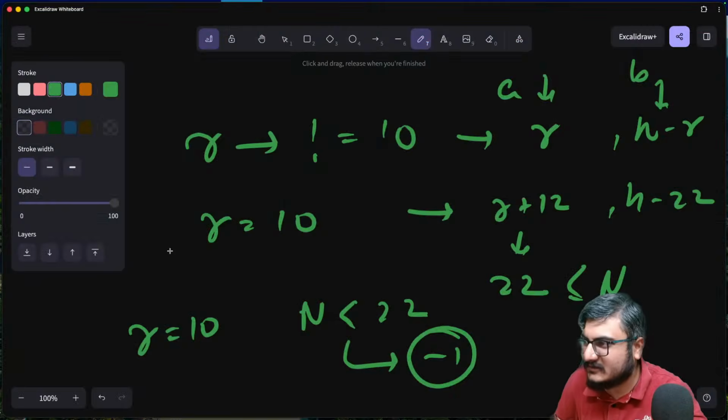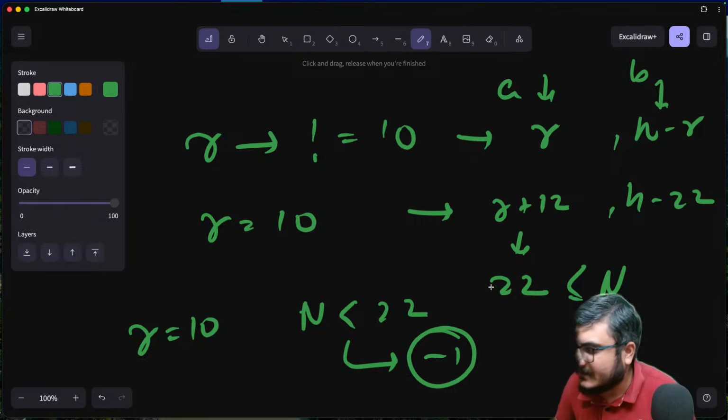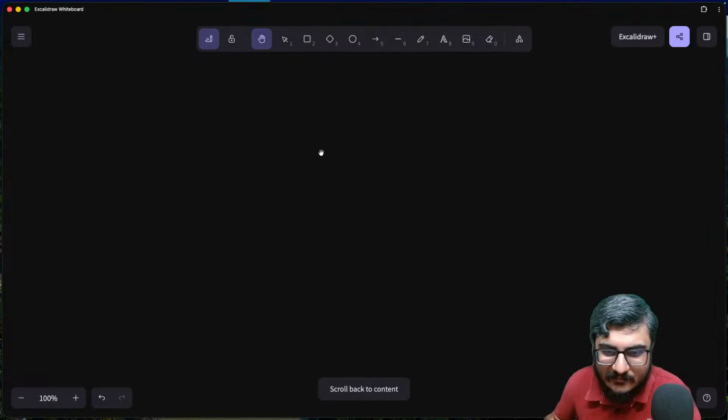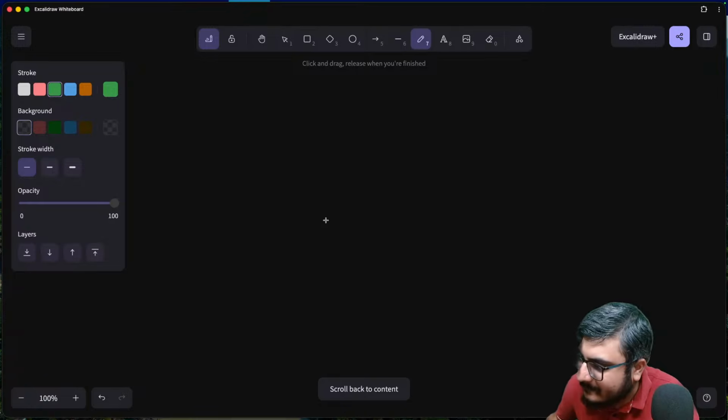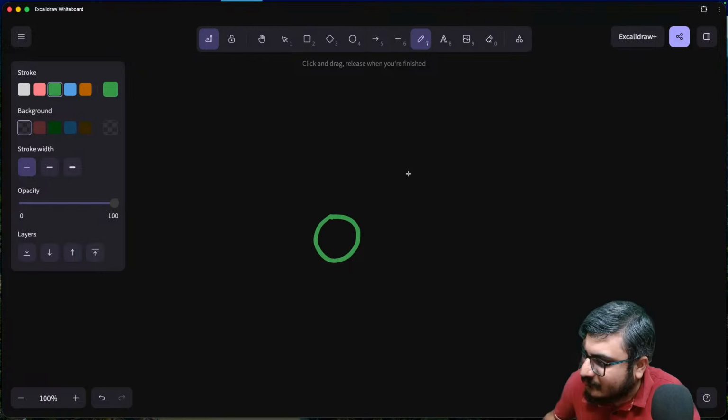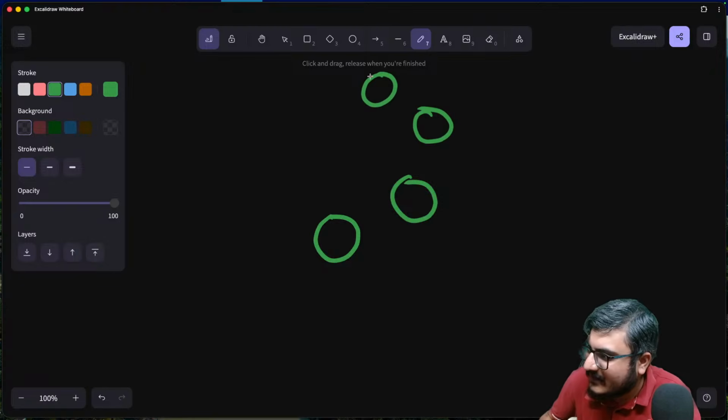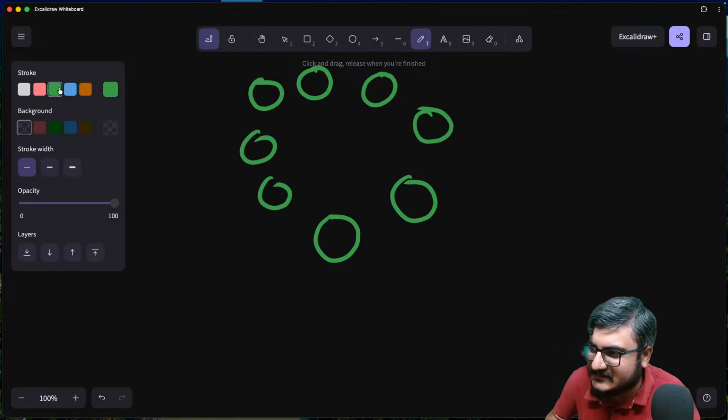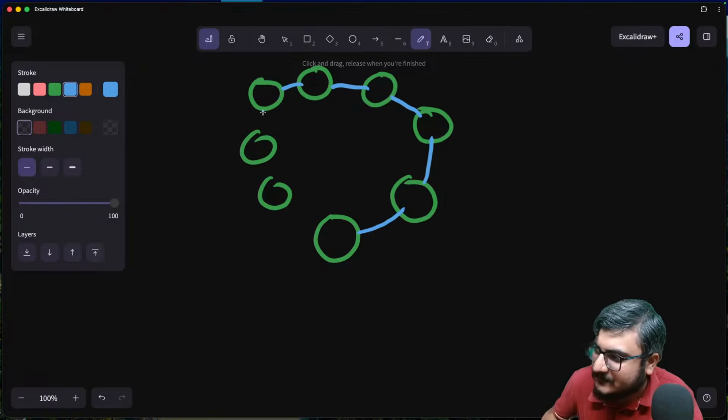So overall, the crux of this problem is something like this. Let's assume that we have n wells with us. Well 1, well 2, well 3, well 4, well 5, well 6, well 7, well 8. We have wells placed in a circle, and each of the consecutive wells are connected by a small pipe. And this pipe is at different heights.